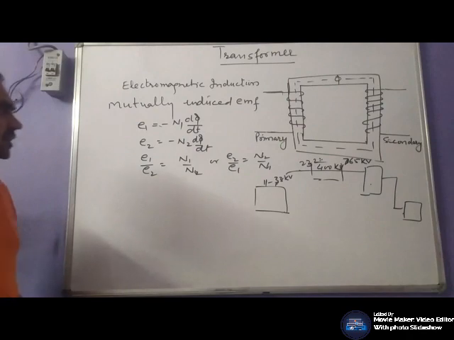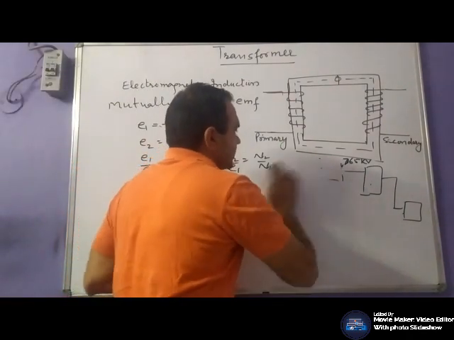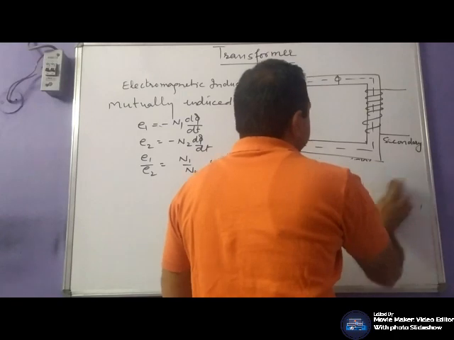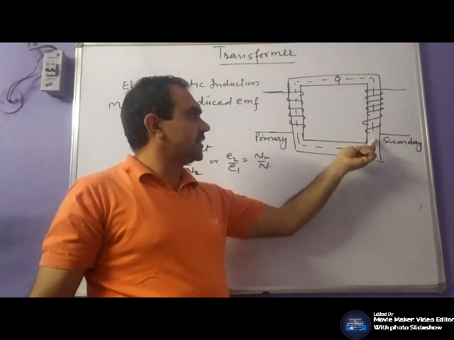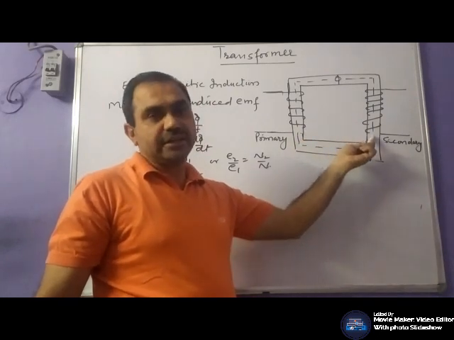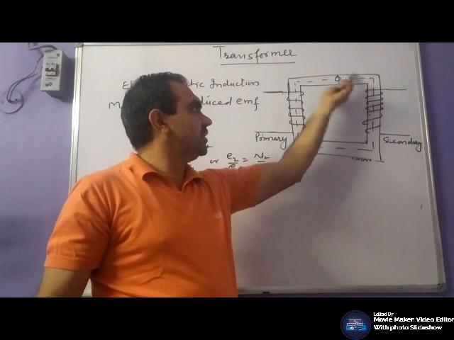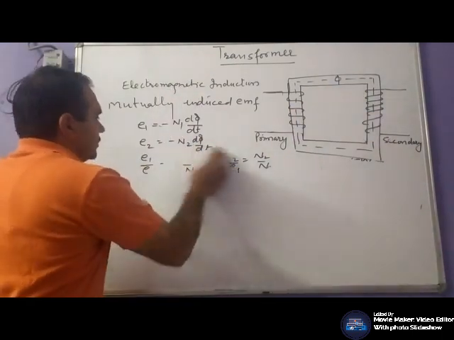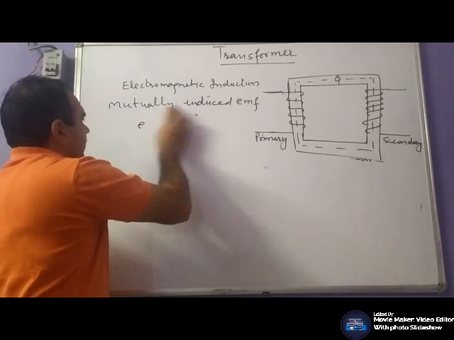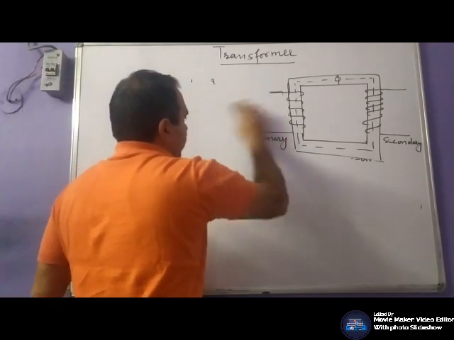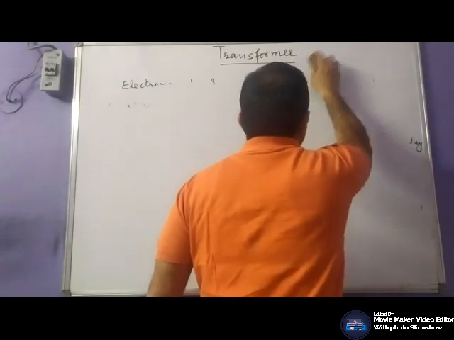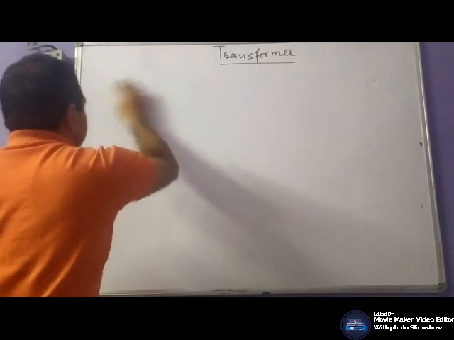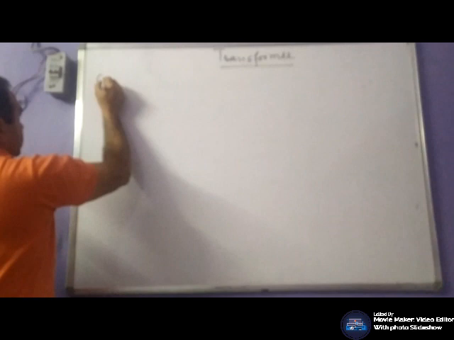First, in this we will discuss construction of the transformer. That means the windings are not connected electrically, they are connected magnetically. A certain magnetic material would be required for the magnetic flux by which these two windings may be connected magnetically. Construction of the transformer.